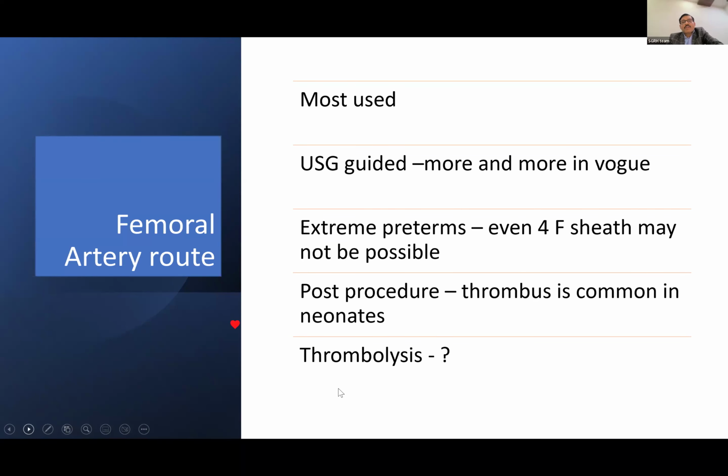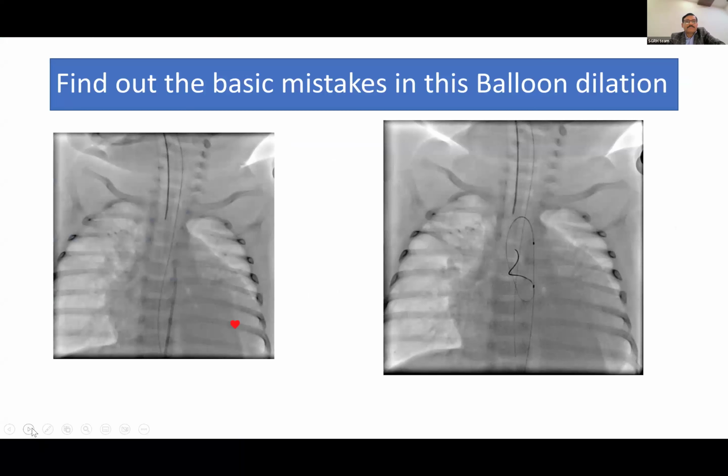Though I understand collateralization happens, I need to use the femoral artery in future. Most of the time with coarctation, bicuspid aortic valve or something, they will come back with recurrence. So I would like to have a patent femoral artery at any cost.